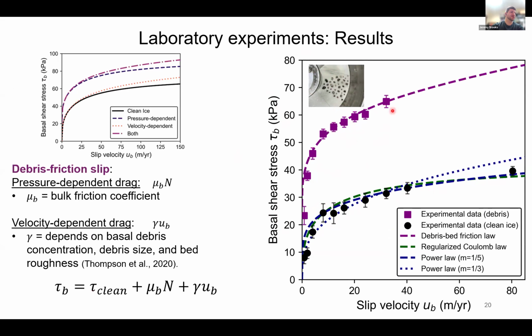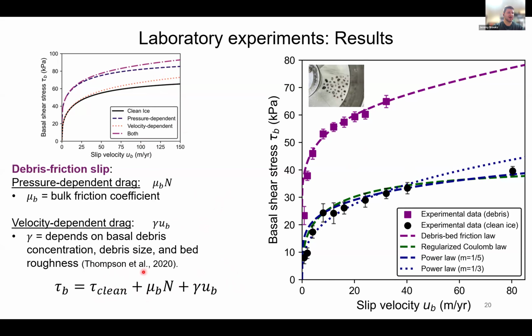Now, if we interpret these results, that increase in basal shear stress is probably mostly due to a pressure-dependent source of debris bed friction. But that additional rate strengthening, so that change in slope, tells us that there's probably also a velocity-dependent source of debris bed friction. So if we combine that together and assume that these terms are independent, we have a debris bed friction slip law that is that clean ice term, so Coulomb-like, and then a pressure-dependent and a velocity-dependent term.